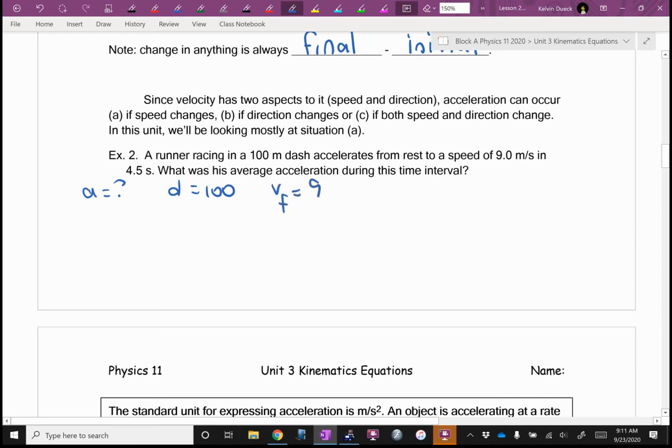That suggests that there's a VI kicking around somewhere, and this is your first physics phrase that you always want to notice, and in fact, for the first while, we're always going to underline it. What's VI? Everybody underline the phrase from rest. That's a trigger phrase for me, and that means VI is 0.